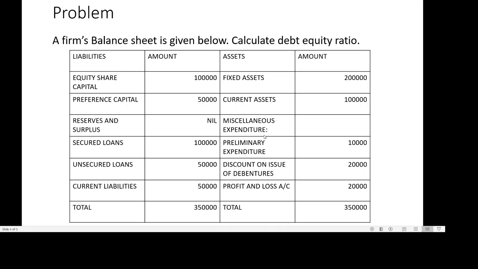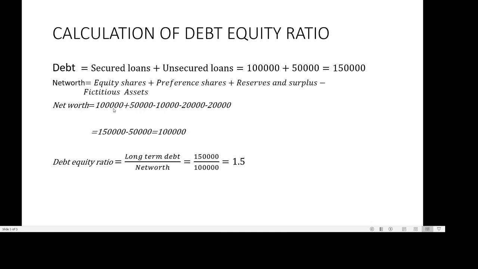And then we have various miscellaneous expenditure, that is preliminary expenditure, discount on issue and profit and loss account. These are fictitious assets, these are not real assets. So 1 lakh equity share capital, 50,000 preference share capital minus fictitious assets. So we have 1 lakh plus 50,000 minus 10,000 minus 20,000, 20,000. So we have 1 lakh 50,000 minus 50,000, that is 1 lakh rupees.